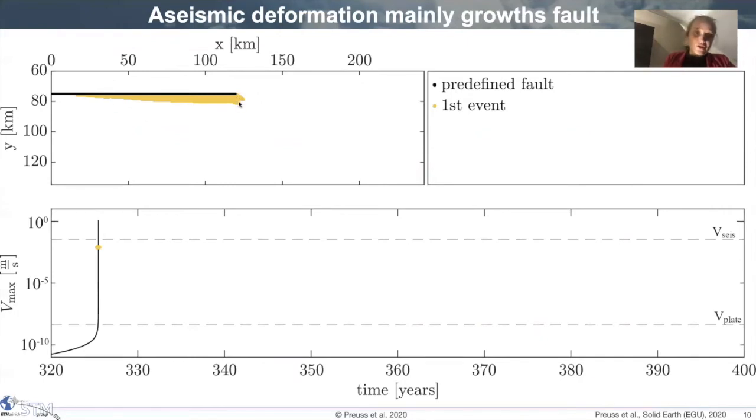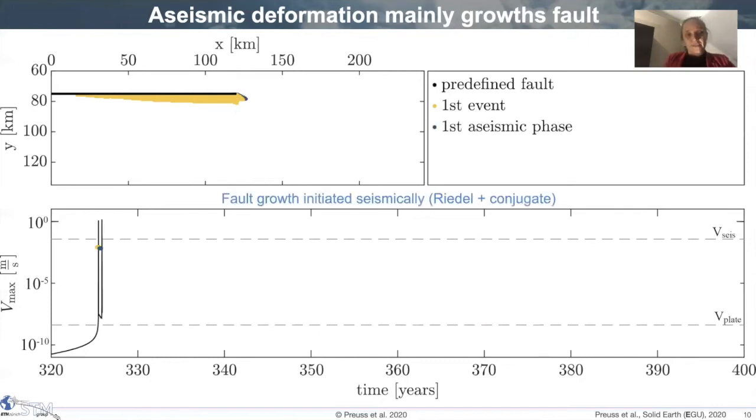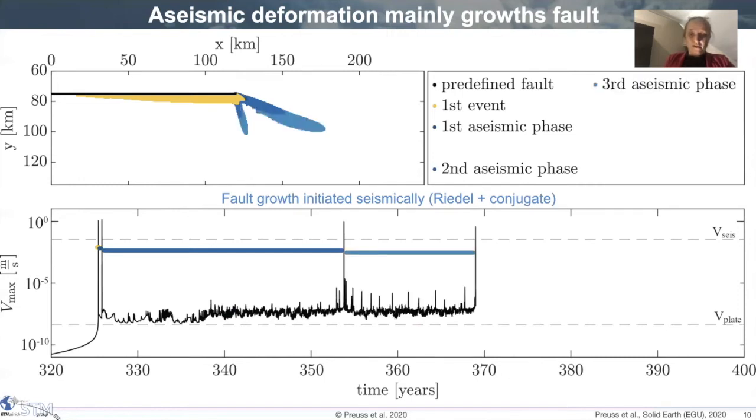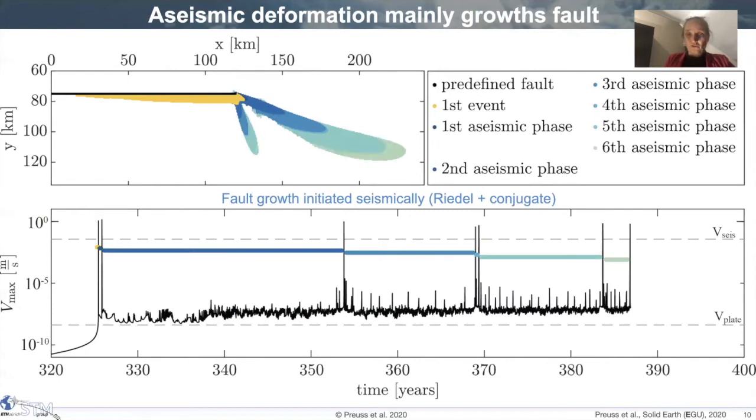But we see the start of two angles here. And during the next events, particularly in the aseismic period, you see this growth here. So here I visualize all aseismic periods in green and blue. And you see that the fault grows a lot.